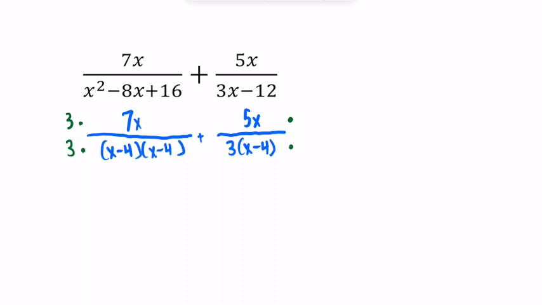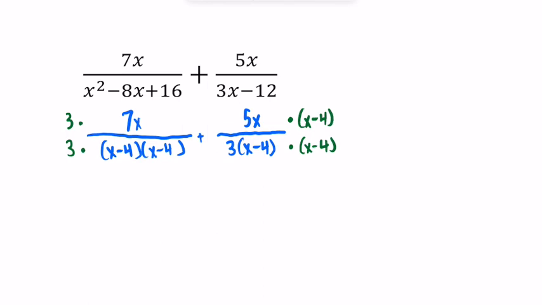Now the first fraction has x minus 4 twice. This second fraction only has x minus 4 once. To get the same thing, we need another x minus 4. So we're going to multiply the top and bottom of this fraction by x minus 4. So to figure out what you need to multiply by the top and bottom of each fraction, you look at the other fraction and see what does that one have that my current fraction is missing in the denominator.